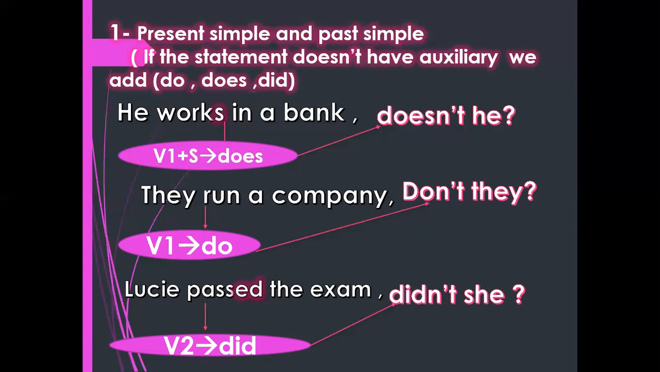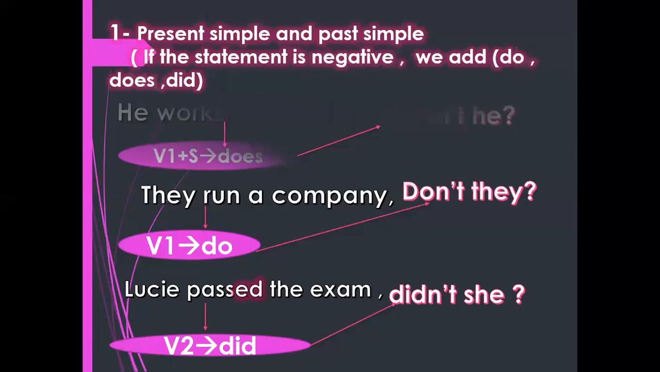Again, works, we change it into doesn't. If you have verb one, you are going to use don't in the question tag. If you have verb two in the statement, you are going to use didn't in the question tag. Who can repeat? If we have verb one plus s, you are going to use doesn't in the question tag. If we have verb one, you are going to use don't in the question tag. If we have verb two, you are going to use didn't in the question tag.